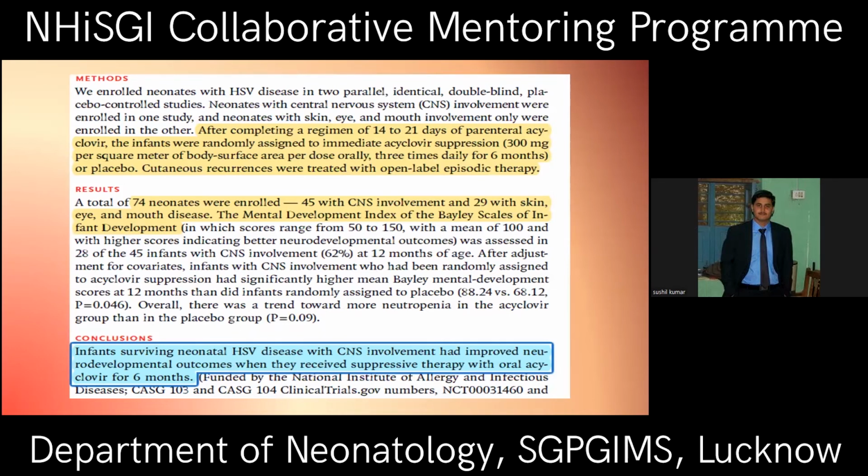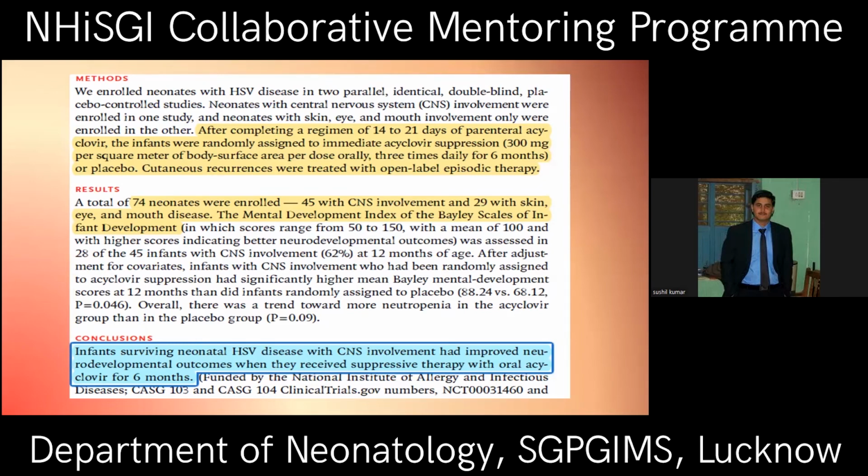They administered acyclovir at a dosage of 300 mg per square meter of body surface area orally in TDS doses. A total of 74 infants were enrolled in this study, in which 45 of the infants were with CNS involvement and 29 with SEM disease. They compared the neurological outcome, that is the mental developmental index using Bayley's scale of infant development, and they found that infants surviving neonatal HSV disease with CNS involvement had improved neurodevelopmental outcome when they received suppressive therapy with oral acyclovir for a duration of 6 months.